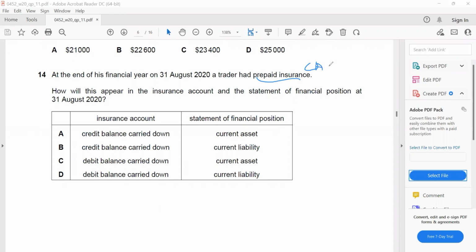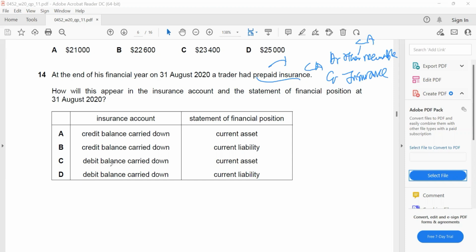So the double entry will be debit other receivable, and credit insurance. This is the adjustment for the prepaid. So in the insurance account, you will have an asset. This is a current asset on the debit side.